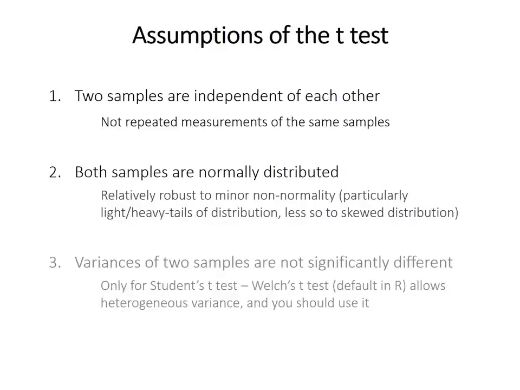The third assumption, which you'll often hear, is that the two samples have equal variance. But this only applies to the traditional form of the t-test called the Student's t-test. The default in R is something called Welch's t-test and doesn't make that assumption. Welch's t-test is generally better and you should use it anyway, so we don't really need to worry about this assumption.